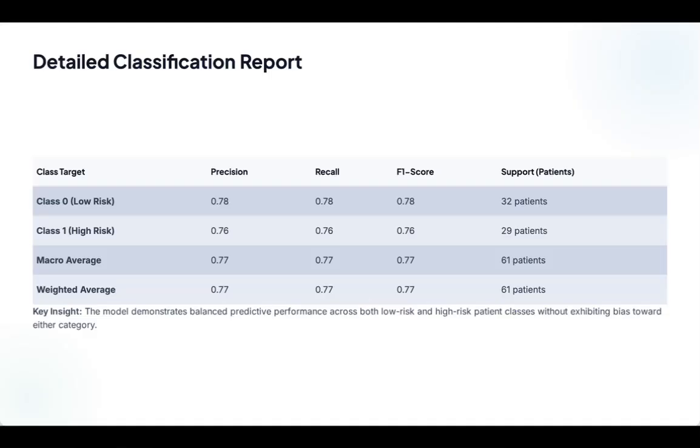So for precision here, you can see that 76, when the model flags someone as high risk, it's correct 76% of the time. A recall of 76 means the model successfully catches 76% of all actual high-risk cases. An F1 score of 76 is the balanced harmonic mean combining precision and recall.